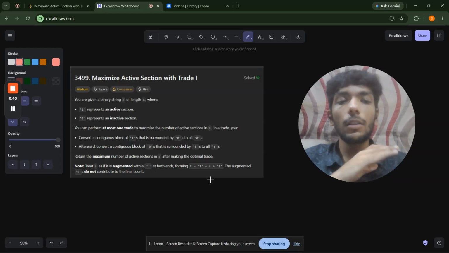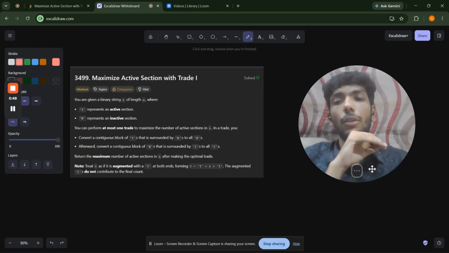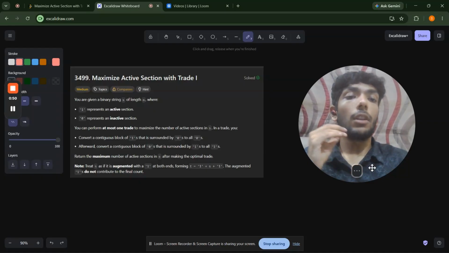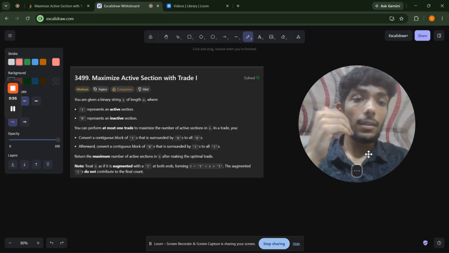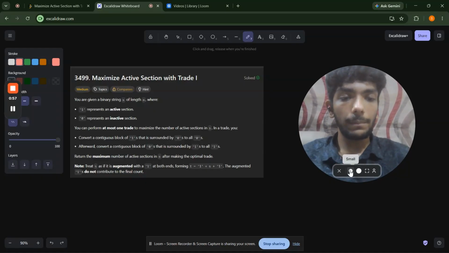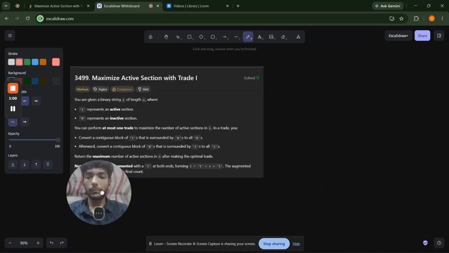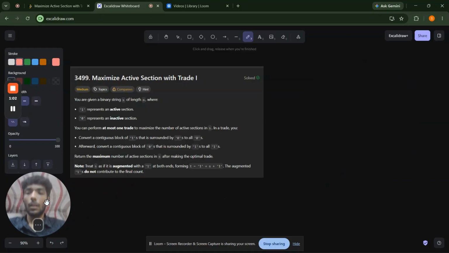Okay, so let's first understand what the question is asking us, what the question is demanding from us, and then we will try to form an approach for it. We are given a binary string s, and we need to perform operations on the string. 1 represents an active section and 0 represents an inactive section.